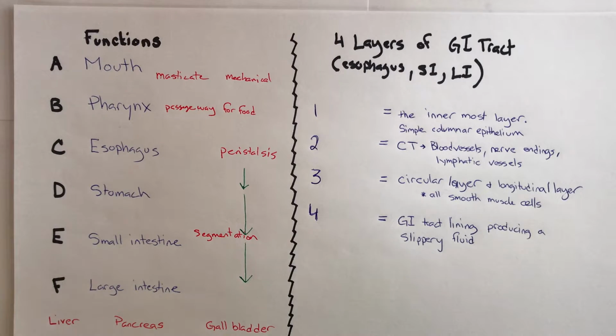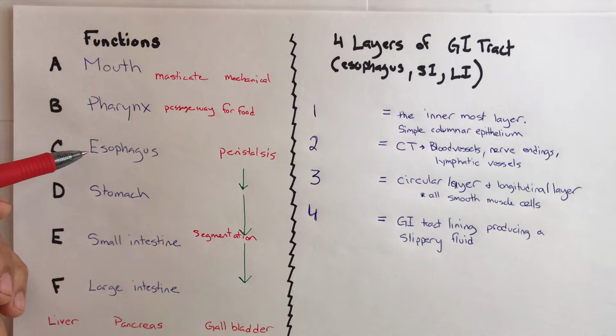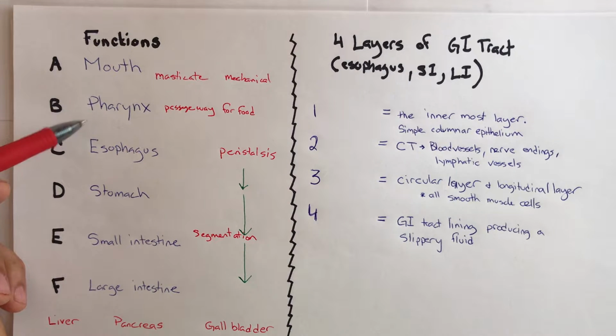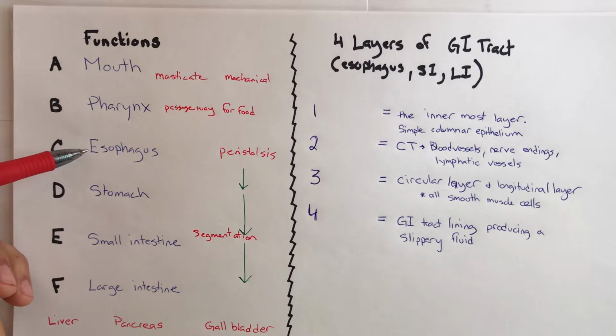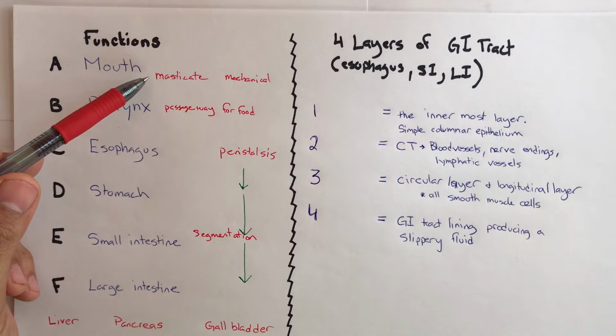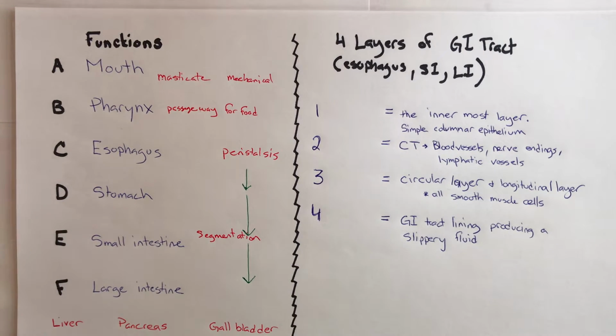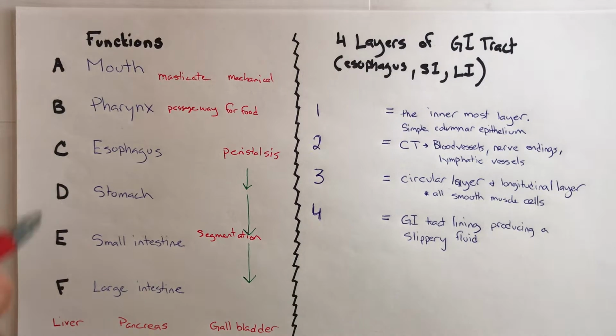Continuing on with the functions through the GI tract. Now, we know the function of the mouth. We know the function of the pharynx. We know the function of the esophagus. So far, we've basically just broken up some food and we're moving food. However, in the stomach, we have a variety of things that are occurring. And so we have mixing in the stomach.